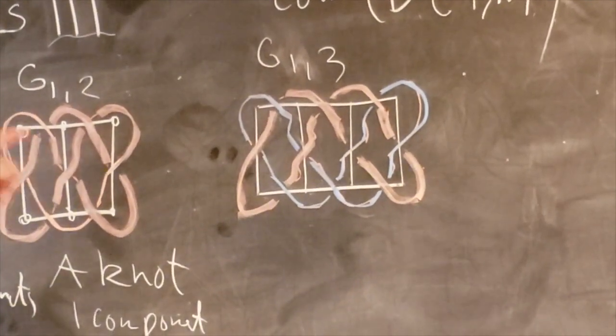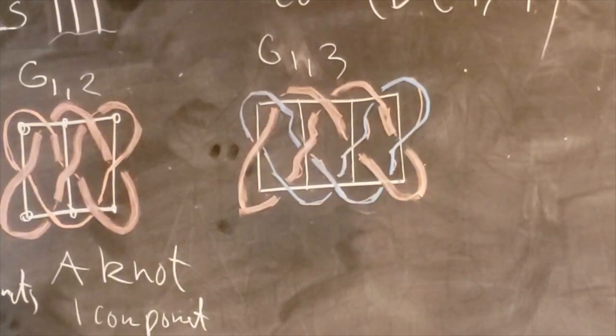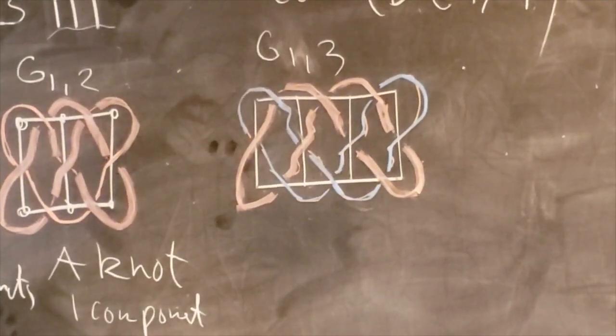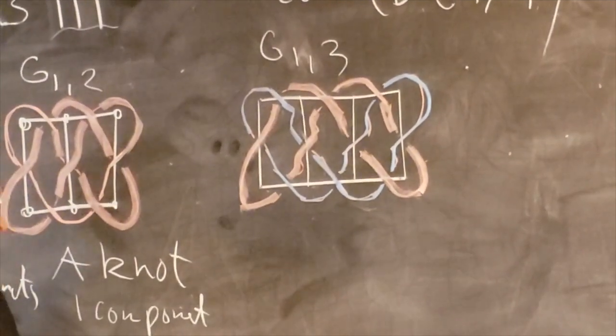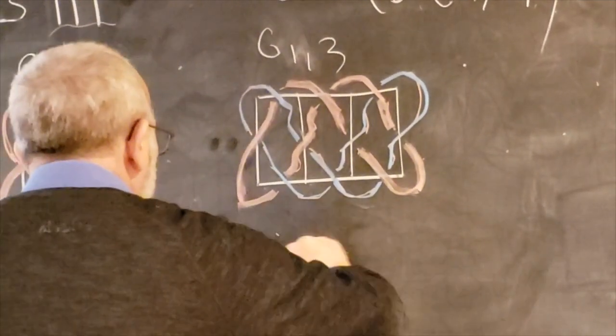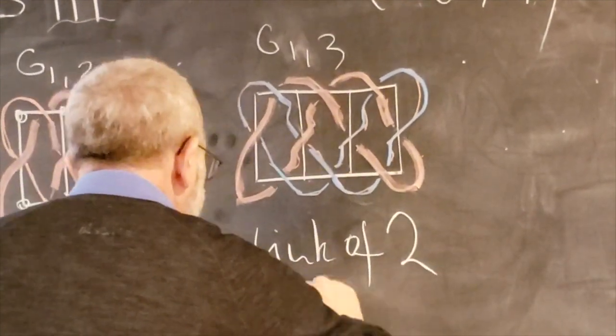Once more, we stress that we were checking how many components. One should not destroy crossings, because then we lose information. So it happens that it's a link of two components.